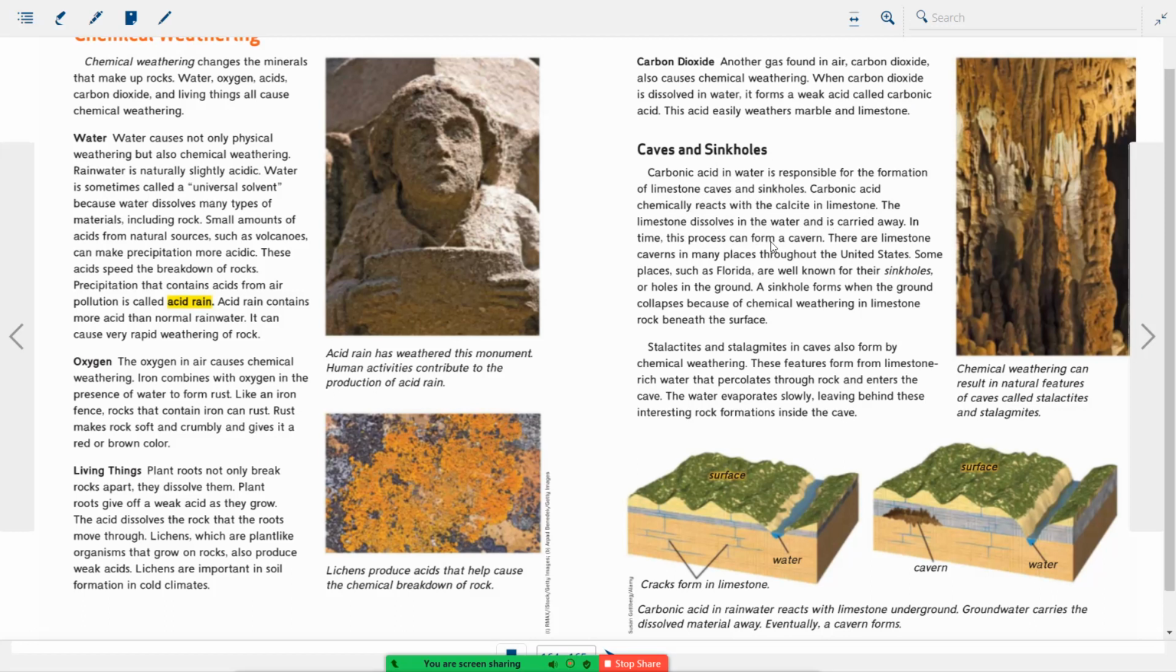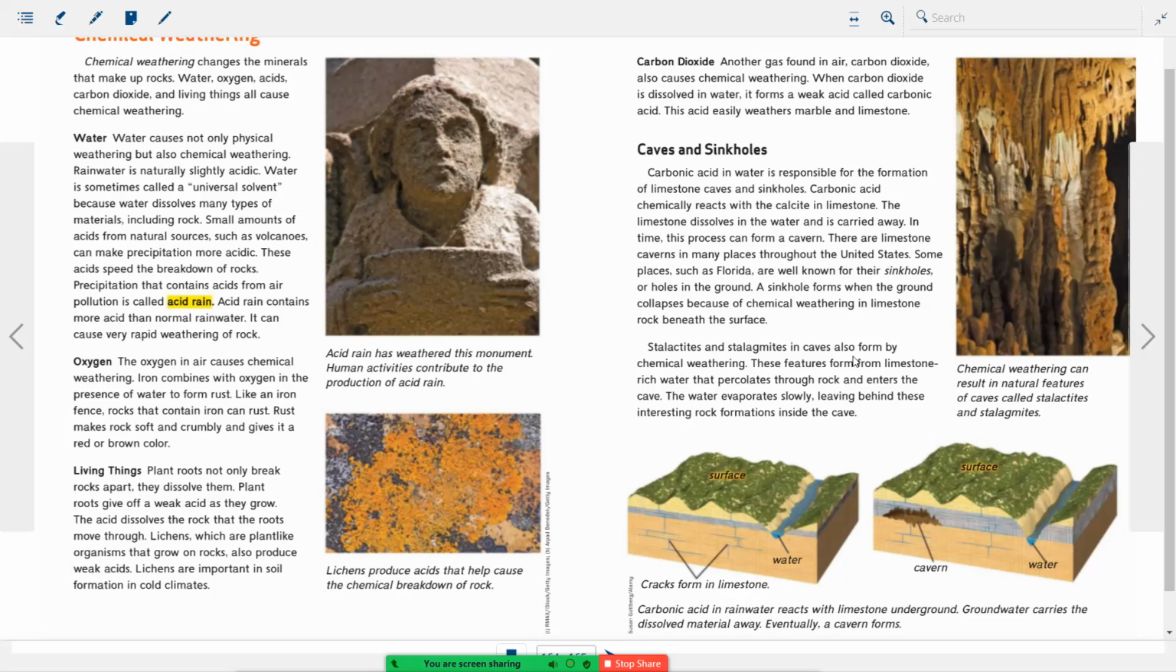In time, this process can form a cavern. There are limestone caverns in many places throughout the United States. Some places, such as Florida, are well known for their sinkholes, or holes in the ground. A sinkhole forms when the ground collapses because of chemical weathering in limestone rock beneath the surface.